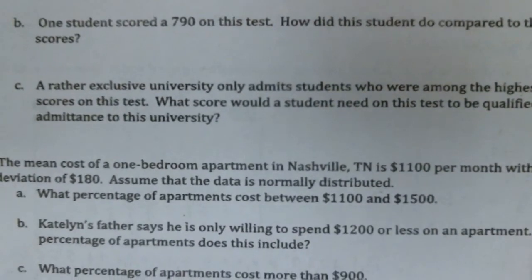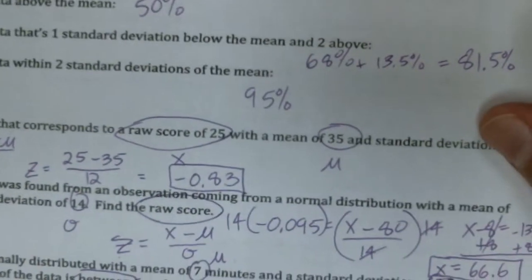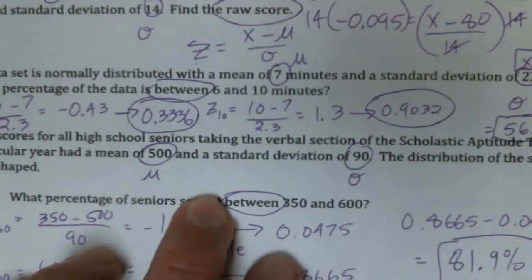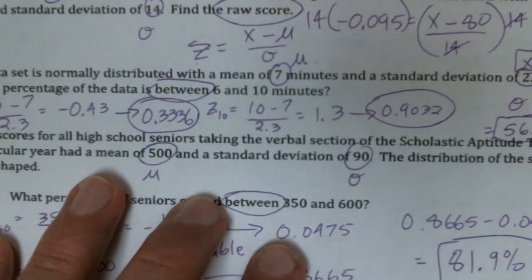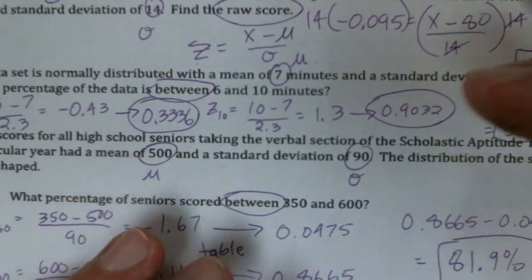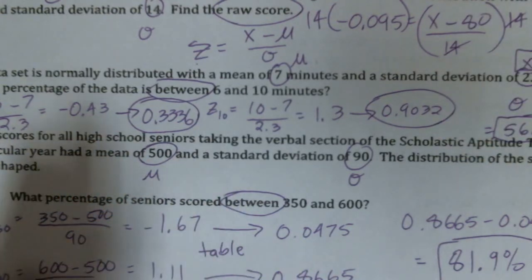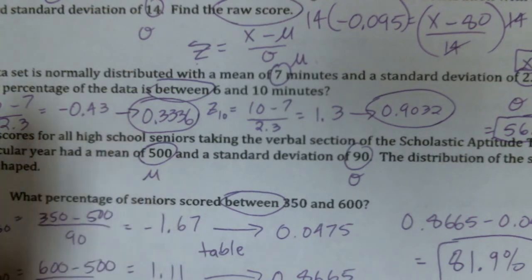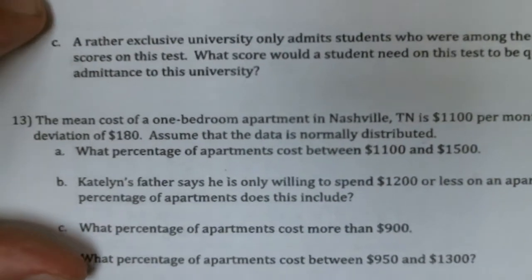Okay, letter B. One student scored a 790 on the test. How did this student compare to the rest of the class? Okay, well, we're still using all these same values here. When it says how did the student compare, you could use a percentile, or you could just say the student did better than such and such percentage. In either case, I'm going to have to get a percentage from the table, which means I need to do what first? I need to find my z-score before I go to the table.